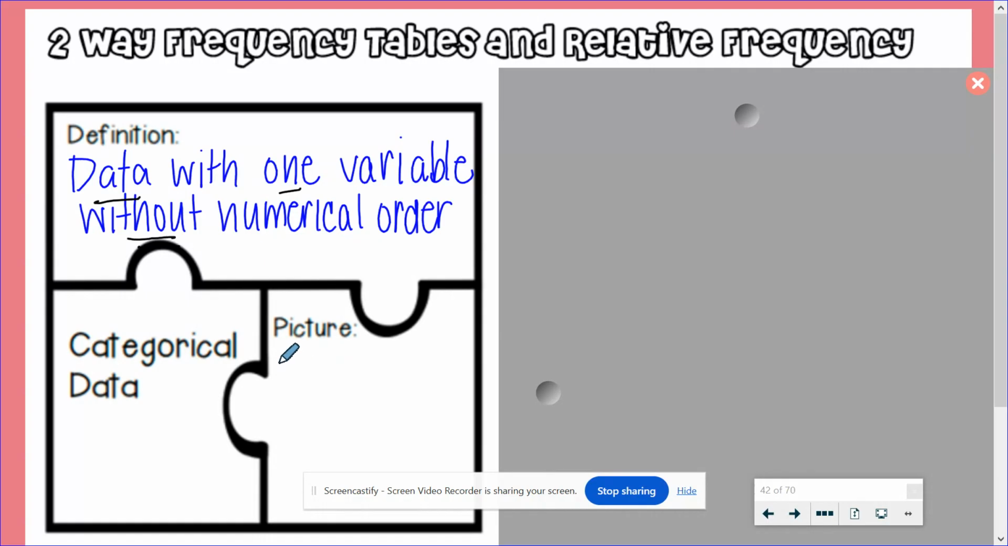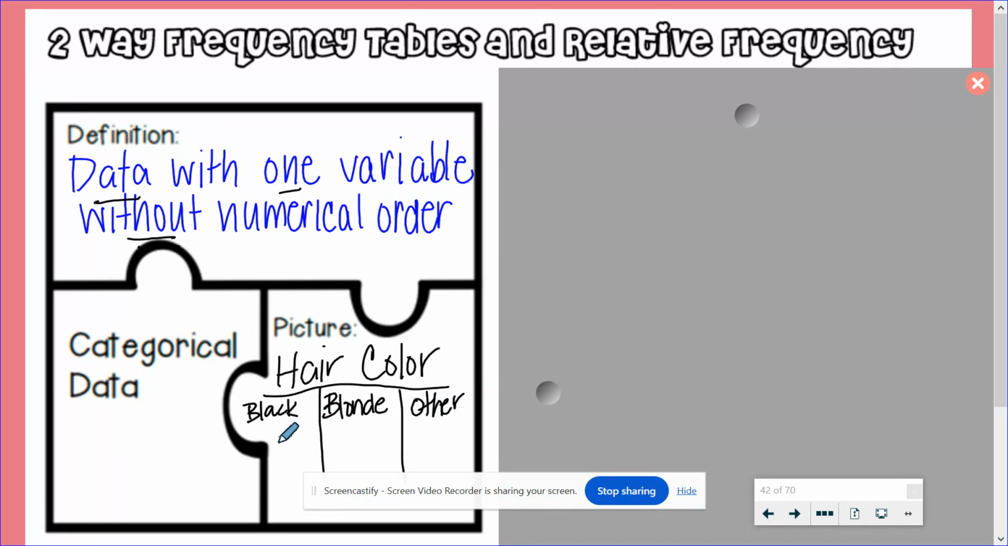So for example, if we're doing an observation on, let's say, hair color, and we make some quick observations. So we want to categorize those that have black hair, those that have blonde hair, and because I don't have a whole lot of space, let's just call the other category other. And we notice that maybe 6 people have black hair versus 10 people that have blonde hair and maybe 3 that have another color hair. So here is one variable. All we did was talk about hair color. That's just one variable, and there's no real numerical data or numerical order.